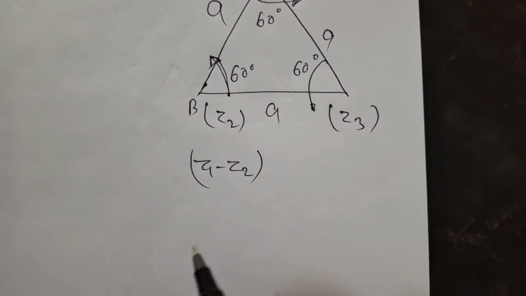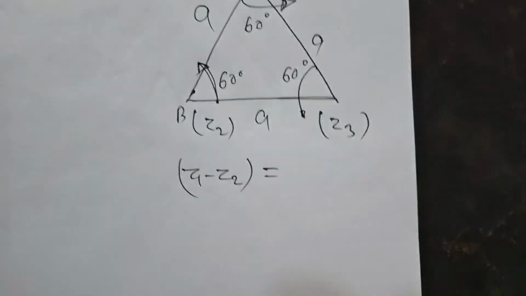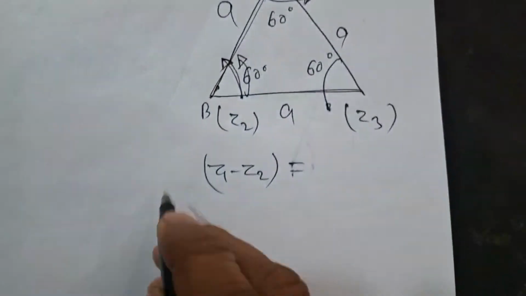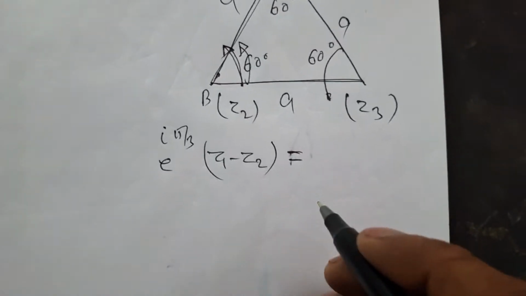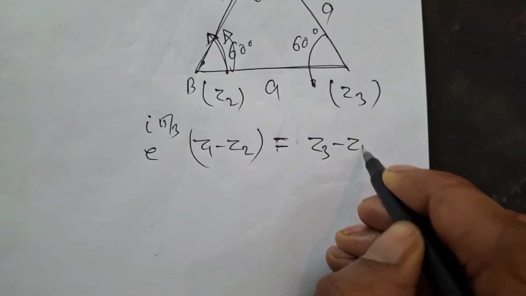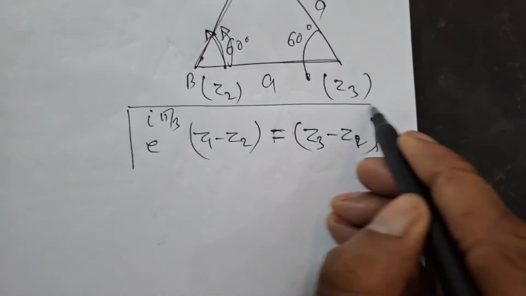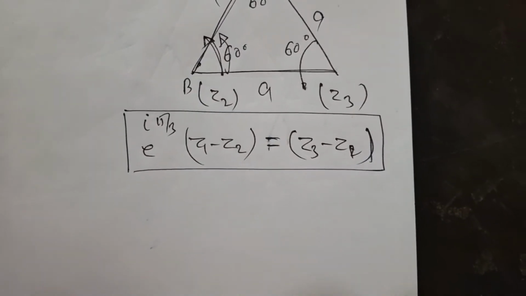Divided by this value. See, because this is 60 degree ahead in anti-clockwise direction. So can we write e to the power i pi by 3 equals (z3 minus z2) divided by (z1 minus z2)? I just told you now. This is the Euler form. This is the first equation, dear genius.